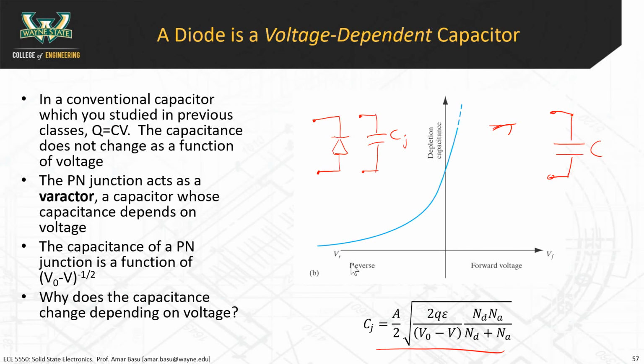Sorry, but we need a larger W, because C equals epsilon A per W. We need the larger W. That's correct, because it's like a parallel plate capacitor. And yeah, you're right. You want to increase W. If you want to minimize capacitance, then you want to have a large depletion width. So to get a large depletion width, you put it in reverse bias.